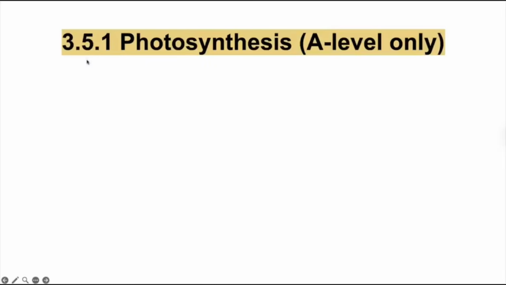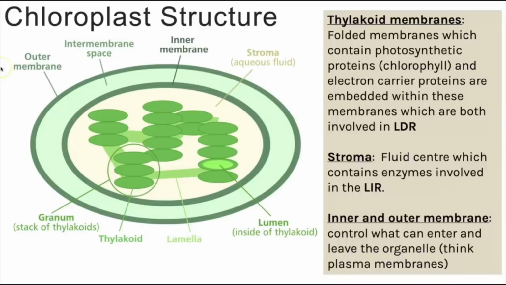And we begin with 3.5.1 photosynthesis, and everything in topic 5 is A-level only, not for AS. Now the first part of photosynthesis is a little recap on the structure of a chloroplast, because this is where photosynthesis happens. You have a double membrane organelle, and then the thylakoids are folded membranes which contain photosynthetic pigments such as chlorophyll, and these are going to be involved in the light-dependent reactions in photosynthesis. You also have this fluid-filled centre called the stroma, and that is where the light-independent reactions happen.